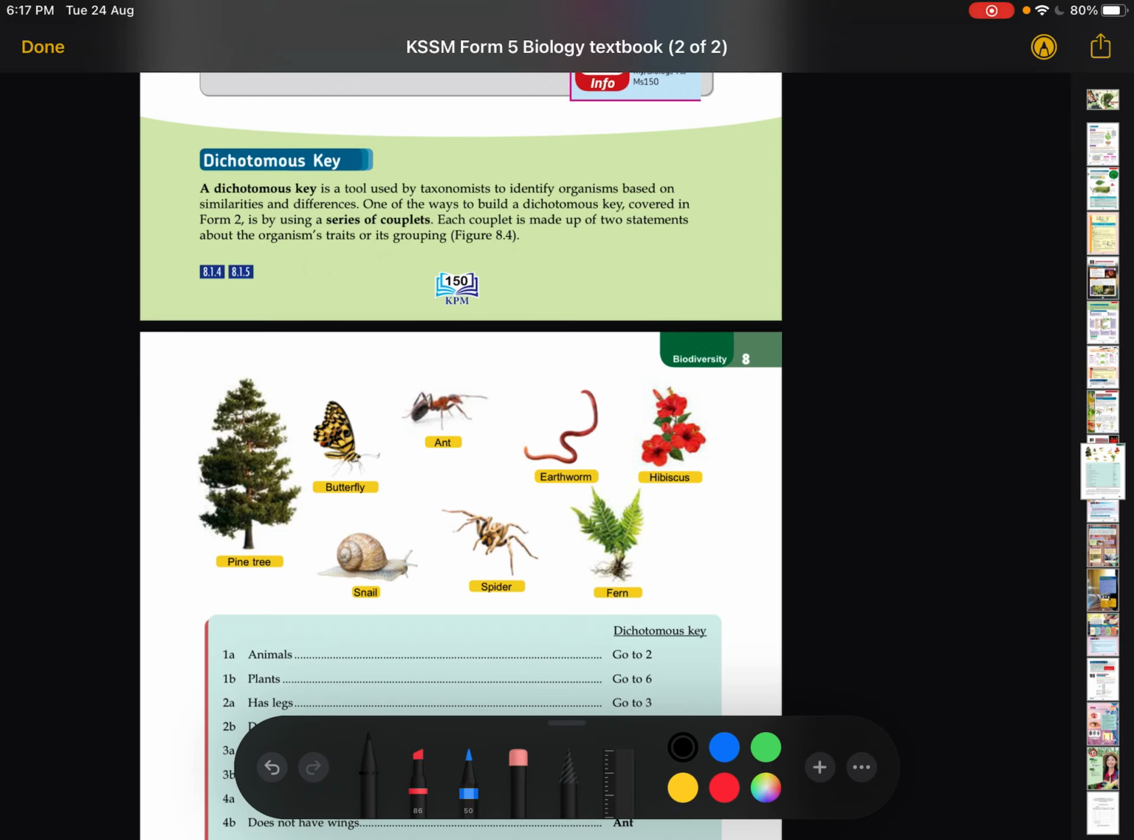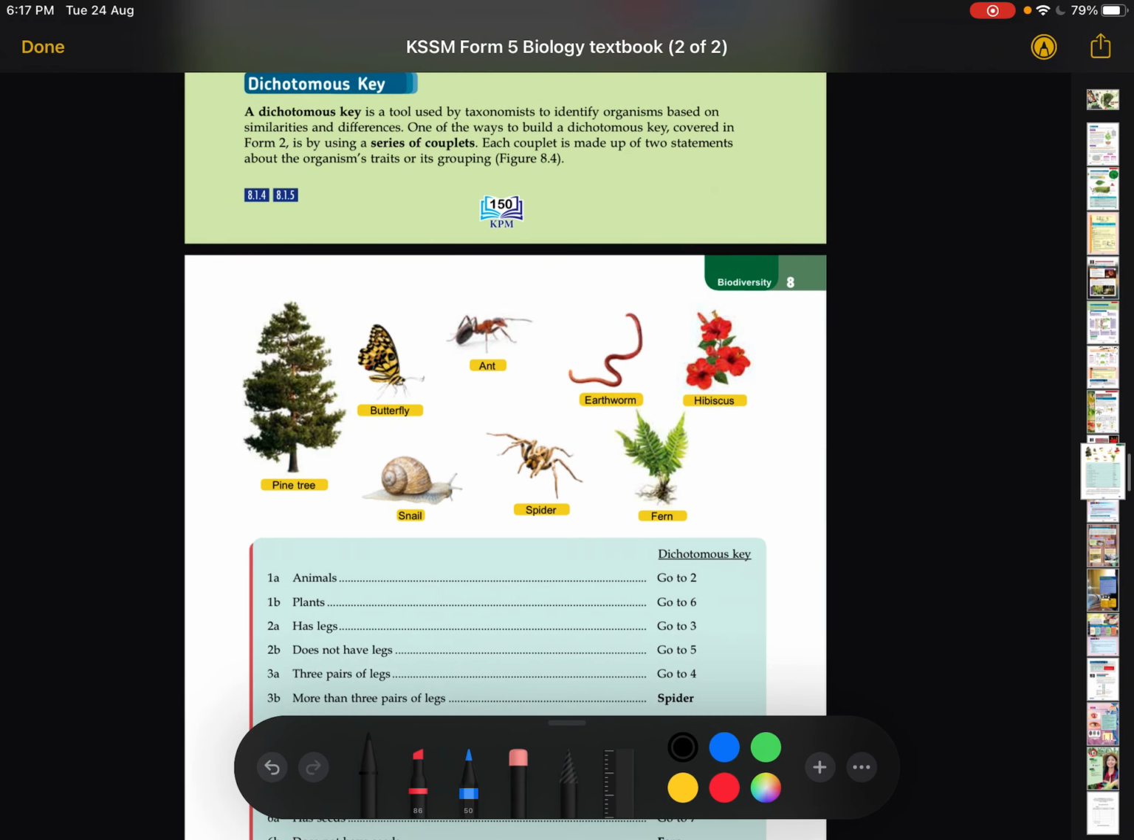Next is dichotomous key. If trying to name a species is using binomial nomenclature, then classifying multiple species into their own specific types is called dichotomous key. And they use something called couplets, where you ask yourself an inquiring question where the answer is either yes or no, dividing into two types. That's called a couplet. So dichotomous key, di means two. That's why you want to use two types.